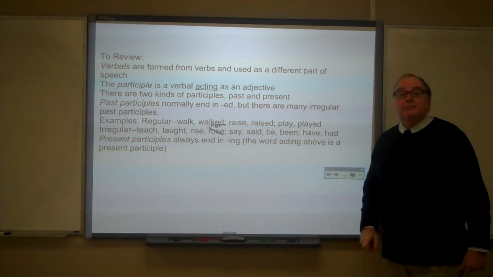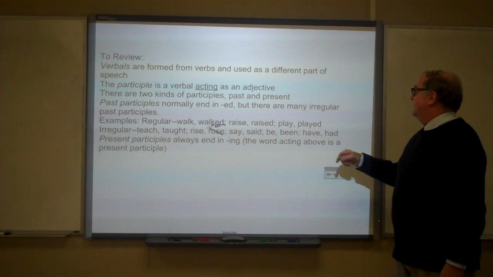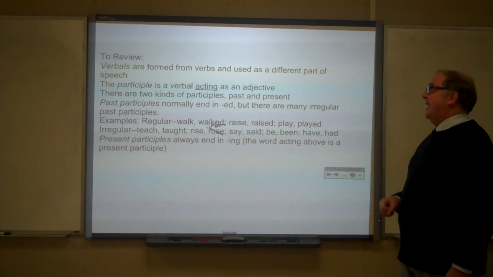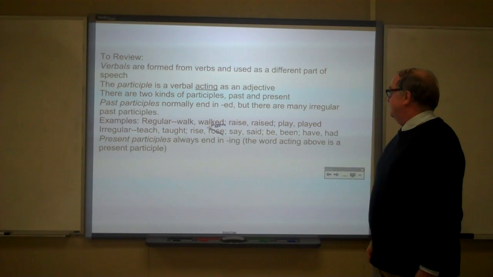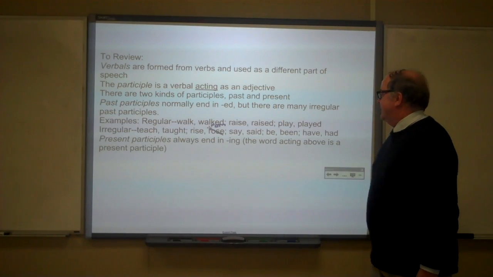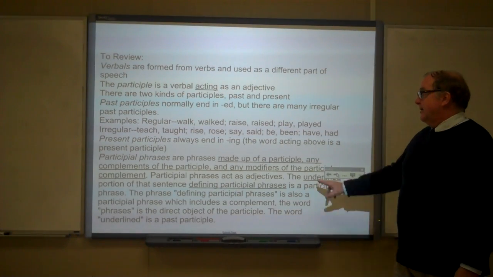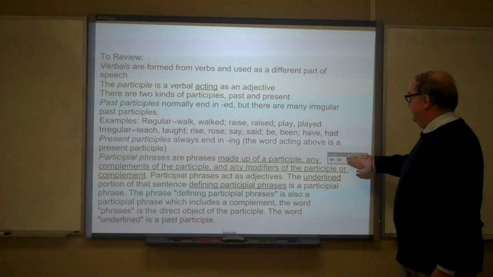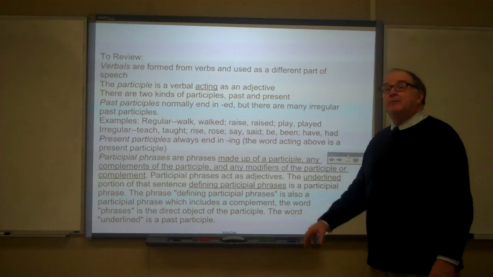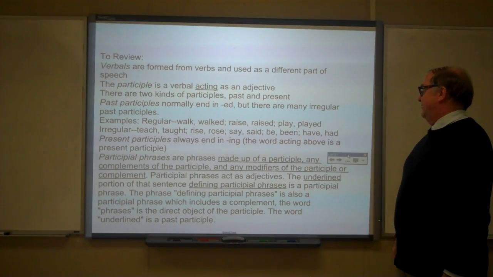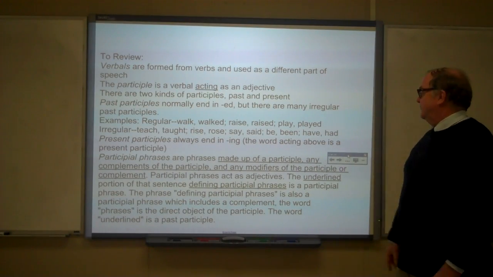Okay, and the past participle of say is said. The past participle of be is been. The past participle of have is had. Okay, present participles always end in ing. In fact, as I said, the word acting above is a present participle. Okay, participial phrases, you may recall, are phrases made up of a participle, any complements of the participle, and any modifiers of the participle or complement. Participial phrases act as adjectives.